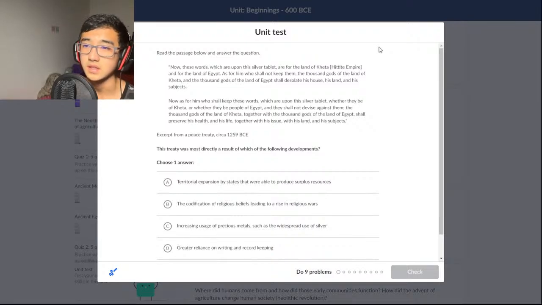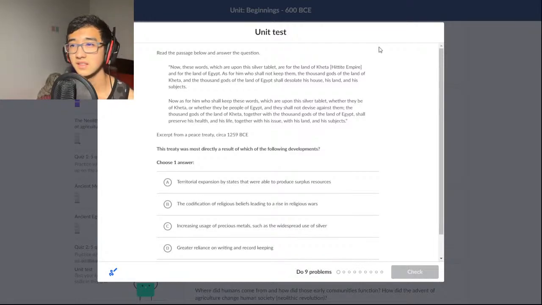Oh yeah, read the thing. Excerpt from a peace treaty, BCE. Peace treaties? Huh, interesting. I didn't know that. I didn't know cavemen from the BCE could wage peace.